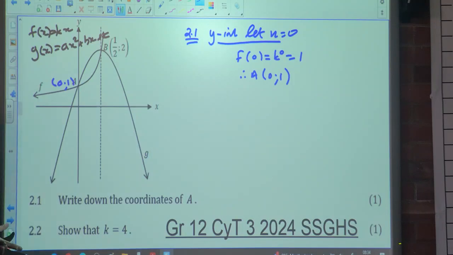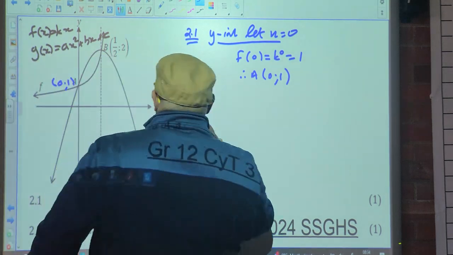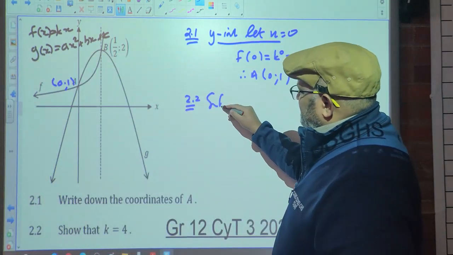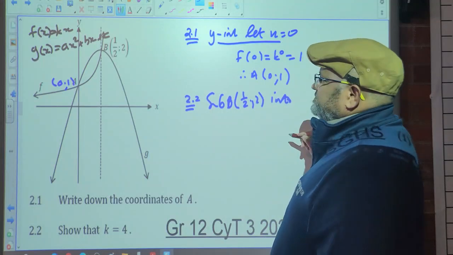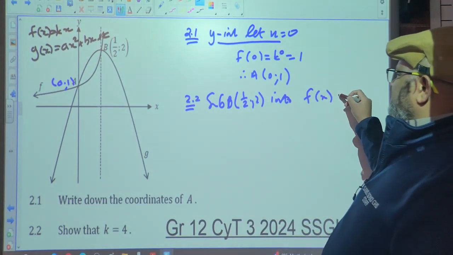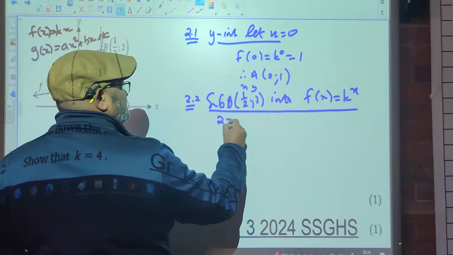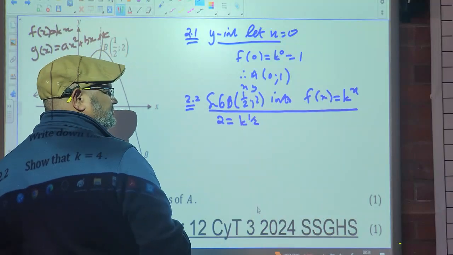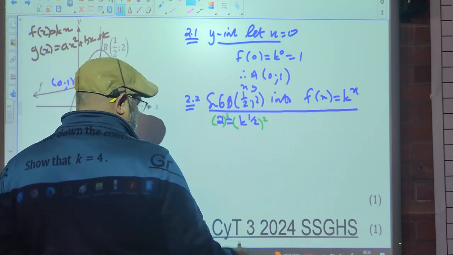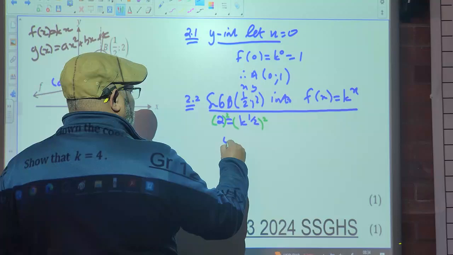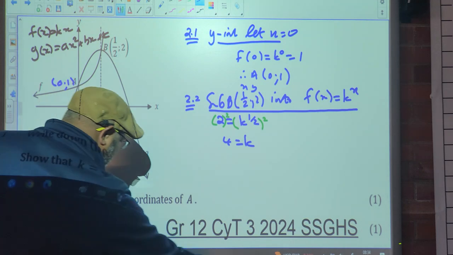Show that k is 4. So we need another point that's on f of x, which is B. We can substitute B, which is (a half; 2), into f of x equals k to the x. So 2 is equal to k to the half. And there's your mark. Of course, you're going to square both sides, which gives us 4 is equal to k. That's my equation now, f of x equal to 4 to the x.